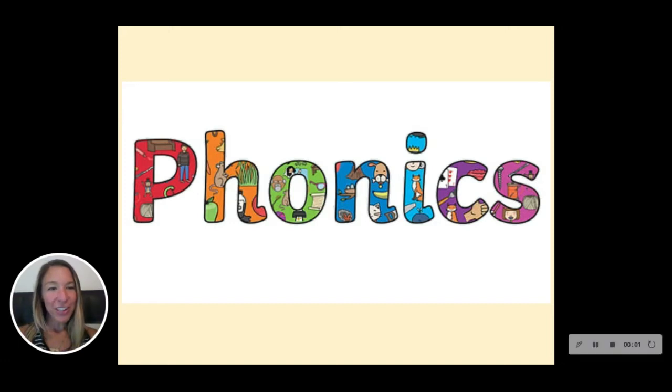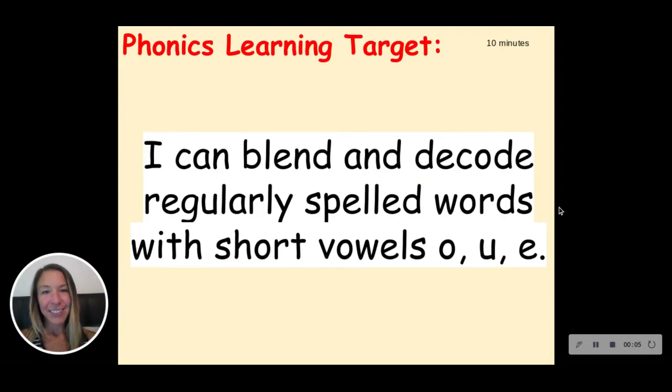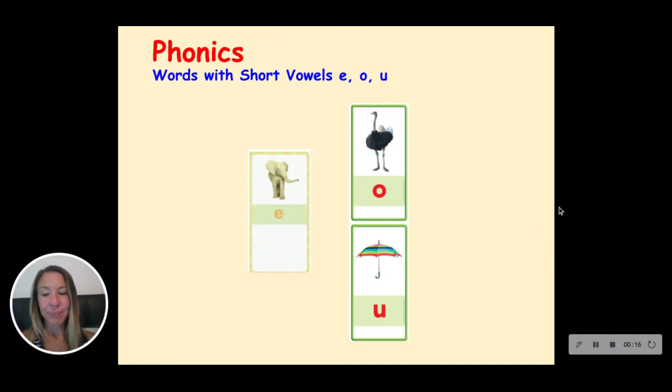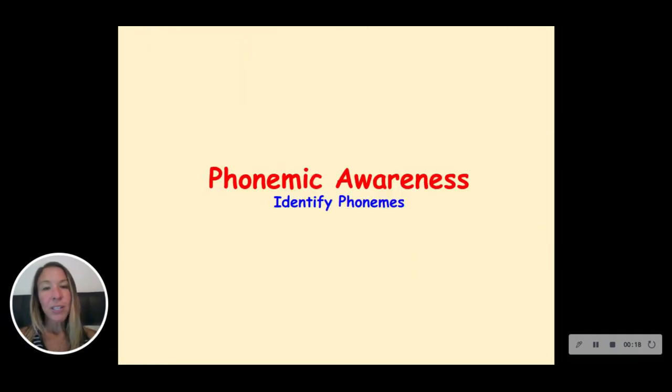Good morning, students. We're going to get started with our phonics lesson for today. Our goal for today is to blend and decode regularly spelled words with short vowels O, U, and E. First, we're going to start with phonemic awareness, identifying phonemes.